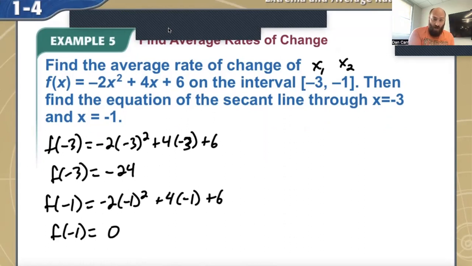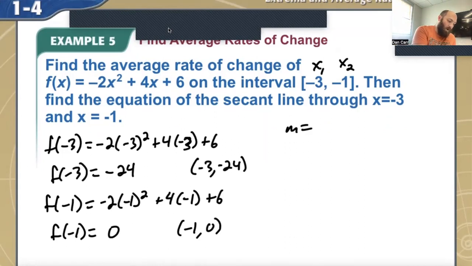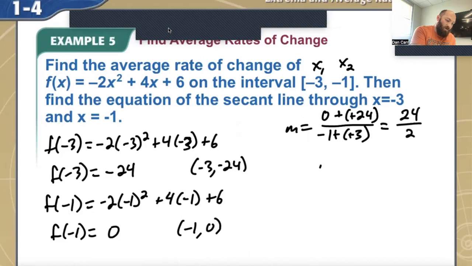These are actually points that are on the curve: the point -3, -24 and the point -1, 0. The next goal is to find my average rate of change. Let's plug that into the slope formula. My slope is y2, which is 0, minus -24, over -1 minus -3. Subtracting negatives, we make those positive. So we get a positive 24 over a positive 2, and my slope is 12. Step 1 is done. I found my average rate of change.